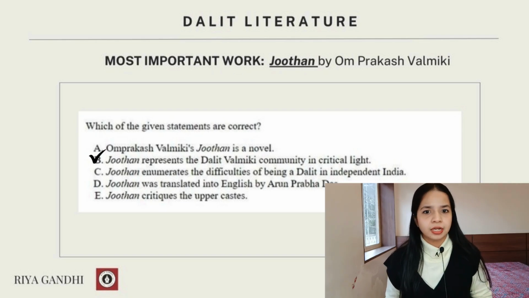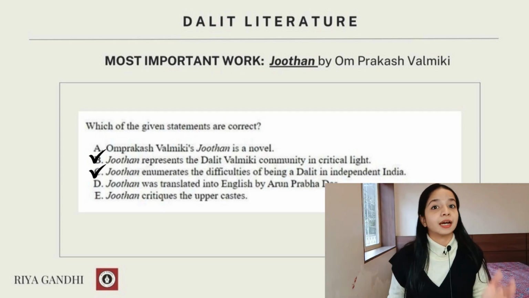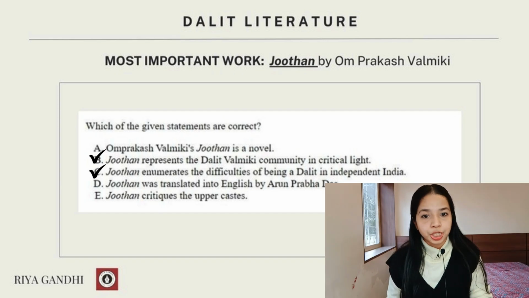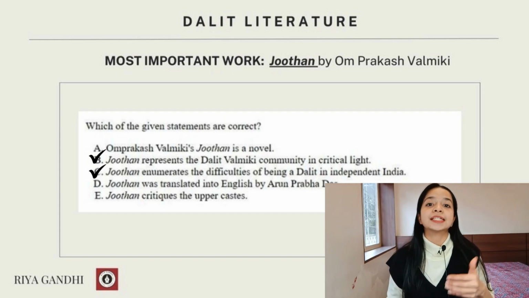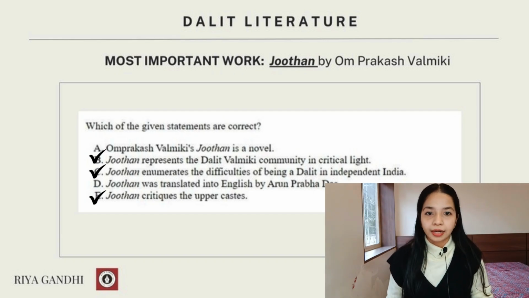Joothan represents the Dalit Valmiki community. Yes, that is correct. C. Joothan enumerates the difficulties of being a Dalit in independent India. That is also absolutely correct. D. Joothan was translated into English by Arun Prabha Das? No. Joothan was translated into English by Arun Prabha Mukherjee. And E. Joothan critiques the upper caste. That is also correct. So the correct statements are B, C and E.